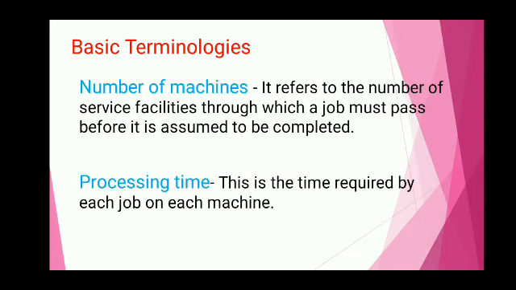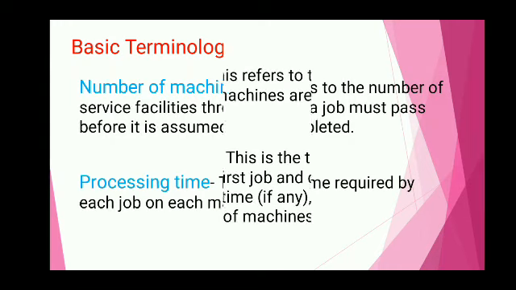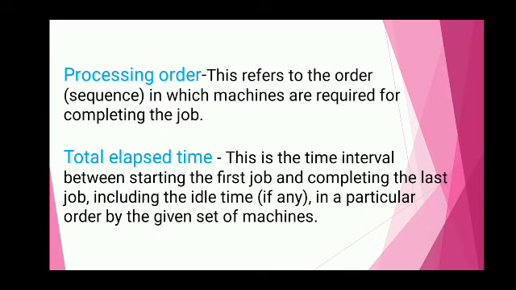Let me explain some basic terminologies usually used in job sequencing. Number of machines: it refers to the number of service facilities through which a job must pass before it is assumed to be completed. Processing time: this is the time required by each job on each machine. Processing order: this refers to the order in which machines are required for completing the job. Total elapsed time: this is the time interval between starting the first job and completing the last job, including the idle time, in a particular order given by the set of machines.